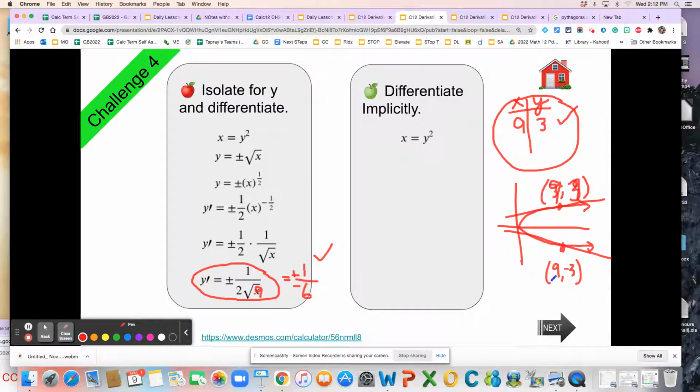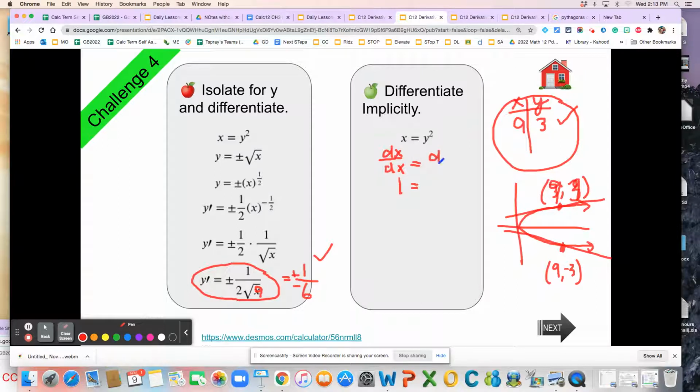Okay, now what I want to do is show you implicit differentiation. It's a bit quicker. Watch this. How is x changing as x changes? We'd say dx, how is x changing as x changes? And we'd all say that equals 1, and it does. The derivative of x is 1.